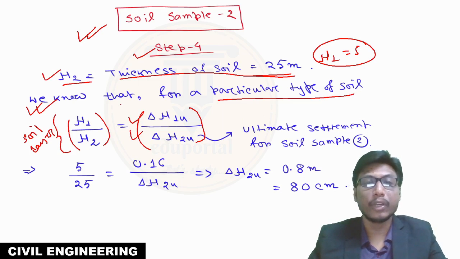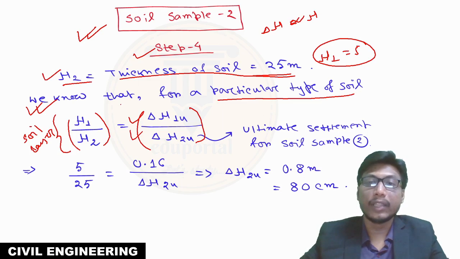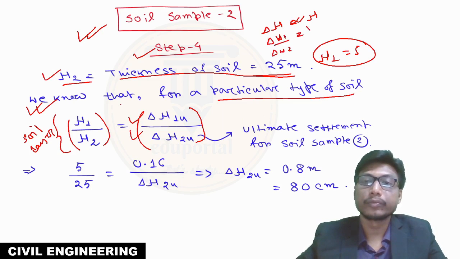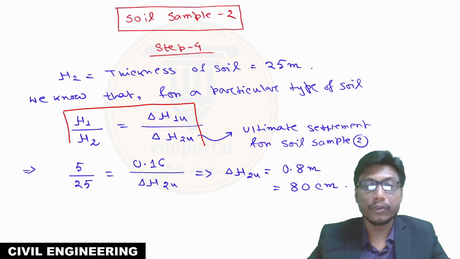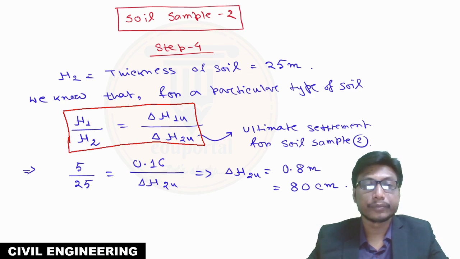Because we know the value of del H is proportional to H, that's why del H1 by del H2 is equal to H1 by H2. Okay, so that's why this should be used. So the ratio of ultimate settlement will be same. Now 5 by 25.